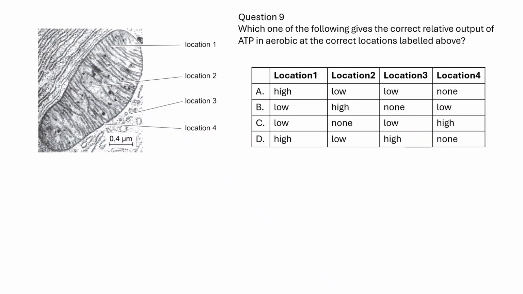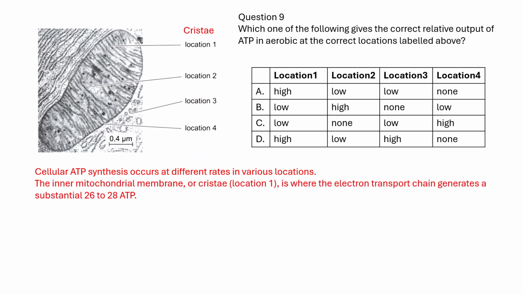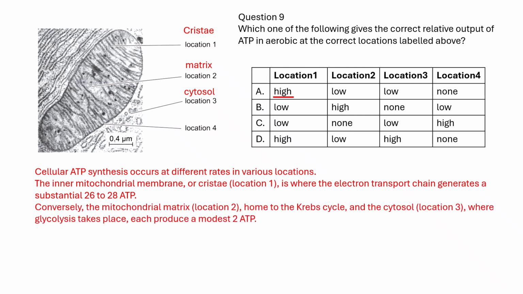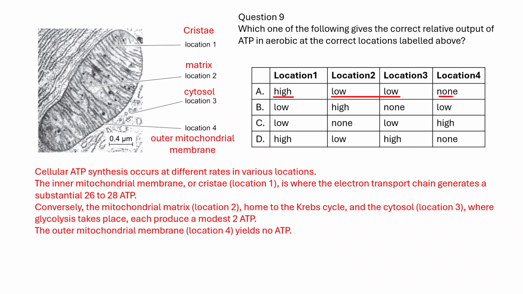Cellular ATP synthesis occurs at different rates in various locations. The inner mitochondrial membrane, or cristae, location 1, is where the electron transport chain generates a substantial 26 to 28 ATP. Conversely, the mitochondrial matrix, location 2, home to the Krebs cycle, and the cytosol, location 3, where glycolysis takes place, each produce a modest 2 ATP. The outer mitochondrial membrane, location 4, yields no ATP.